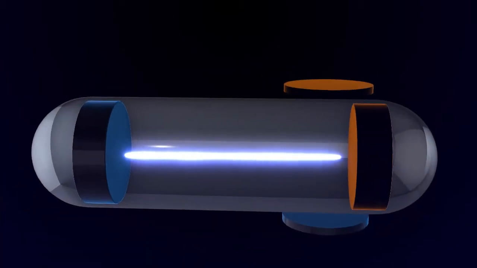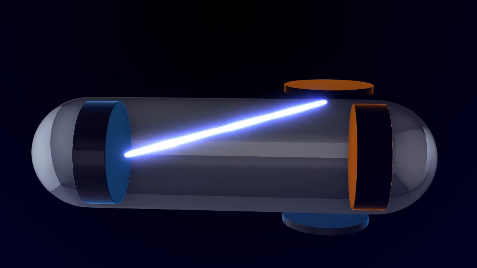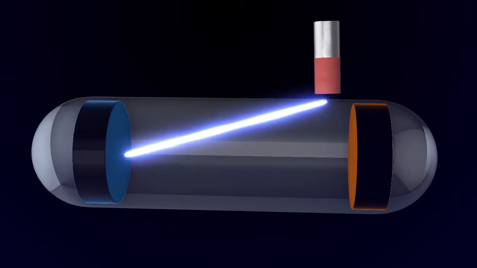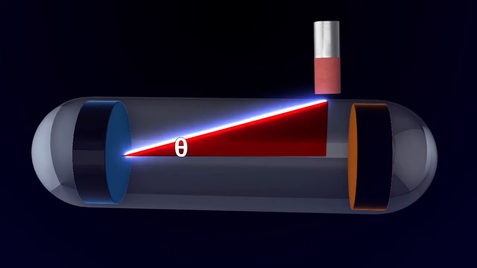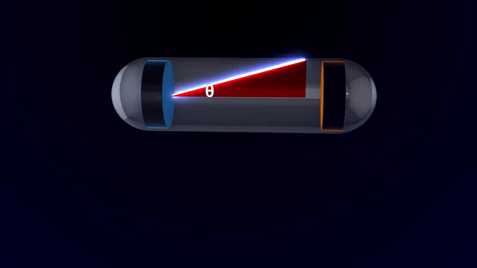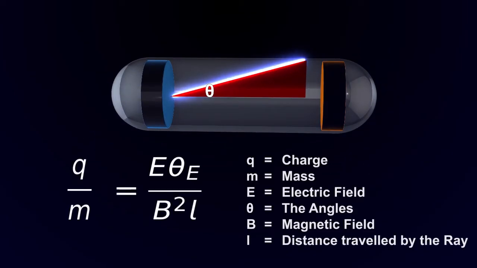Thomson placed two electrodes near the end of the ray, one positive and one negative. The ray would bend towards the positive electrode like this, indicating that the ray has a negative charge. Thomson did the same with a magnet and found similar arcing of the ray. Setting up both the electric field and the magnetic field so that they deflect the ray at the same angle allowed him to calculate, with this formula, the charge to mass ratio of the particles making up the ray.